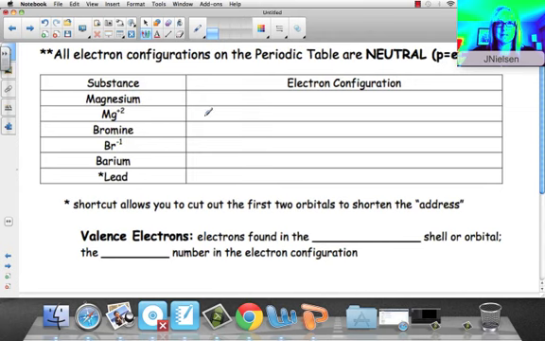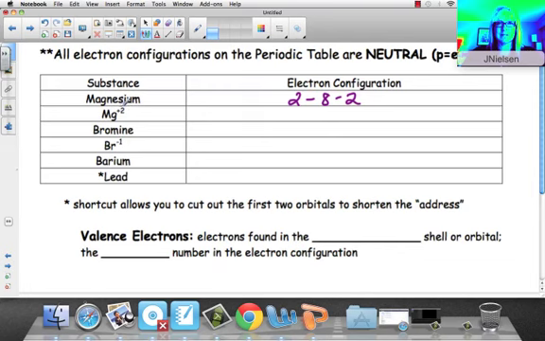All electron configurations on the periodic table are neutral, which means that our protons equal electrons. I've told you this before. So let's look for magnesium. If you look at magnesium on your periodic table, and you should have it out, you'll see that it says 2, 8, 2. Notice that these numbers add up to 12, and magnesium is atomic number 12. Magnesium is also in period 3, which tells us that there are 3 principal energy levels.